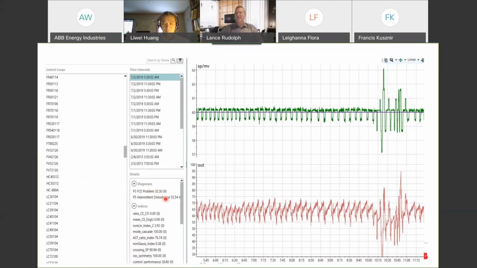From the patterns I'm seeing here, with the output having a triangle shape and the measured variable having a square wave shape, I'm pretty sure that this valve is showing signs of stiction and it needs to have some maintenance done. From this view, I can also easily navigate to other different time intervals for the same loop. So I can compare how this loop performed historically, and I can also navigate to different loops for the same time period so that I can see if there were similar interactions impacting other control loops.